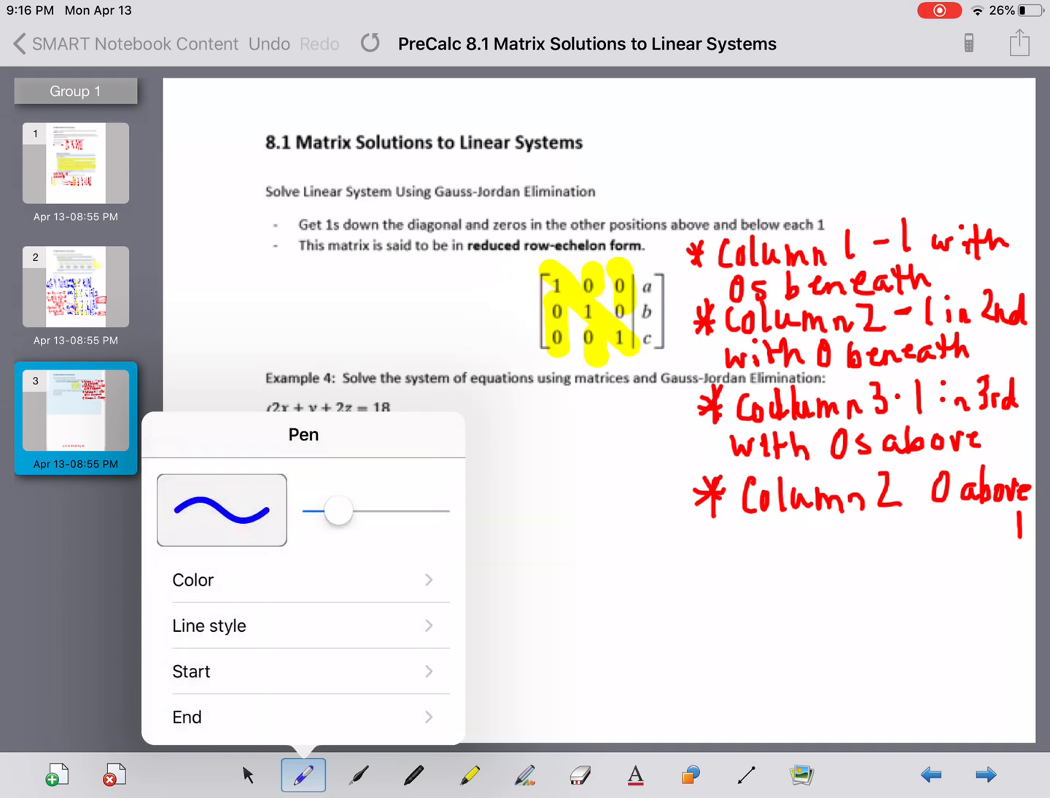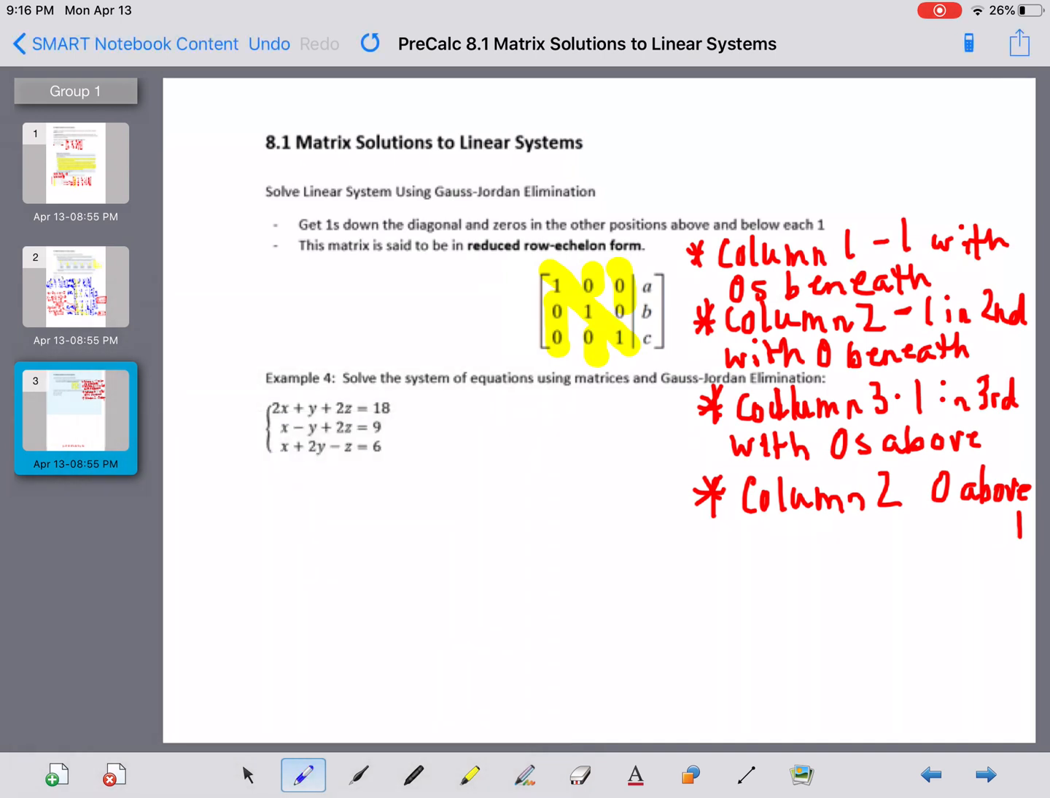All right, so let me get my pen ready here, get a color going. And we're going to set up first our augmented matrix. So I'm going to start with 2, 1, 2 with 18 behind it. I'm going to have 1, -1, 2 with 9 behind it. And 1, 2, -1, and 6 behind it. So there's my augmented matrix to start with. And remember, our goal is to get 1 in the top left corner up on the column 1 with zeros beneath it and go from there.